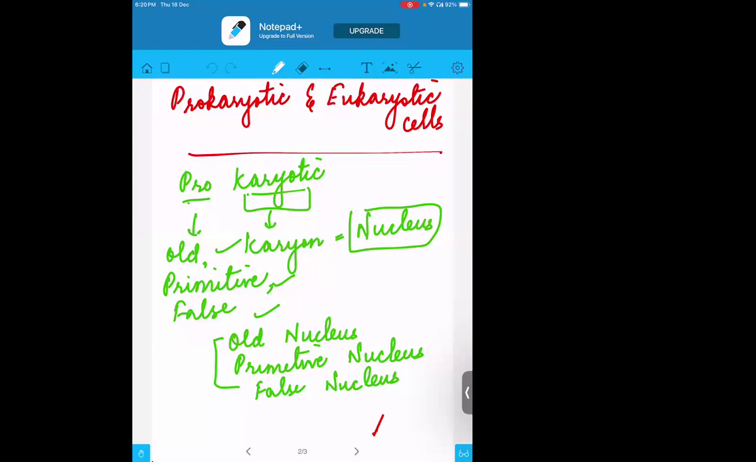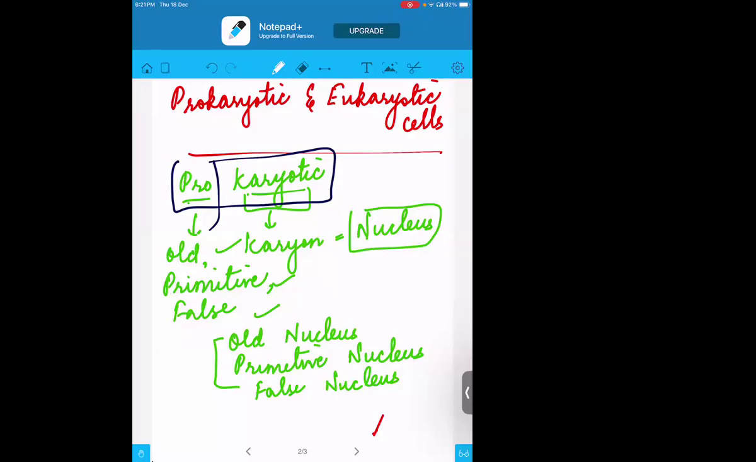So, welcome. Prokaryotic is derived from two words: pro means old, primitive, or false, and karyotic means the nucleus. So the complete word means the old nucleus or the primitive nucleus, which means they have the nucleus, but that nucleus is not fully developed or completely developed. Such cells are called the prokaryotic cells. Yashoda, have you written that part? Ma'am, one second, I'm almost done.